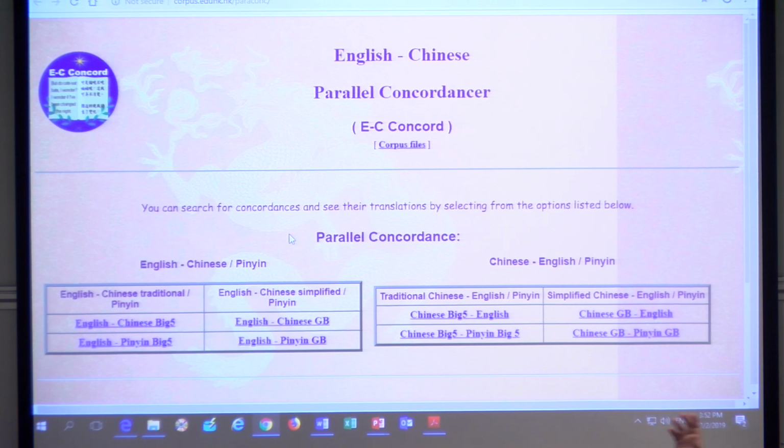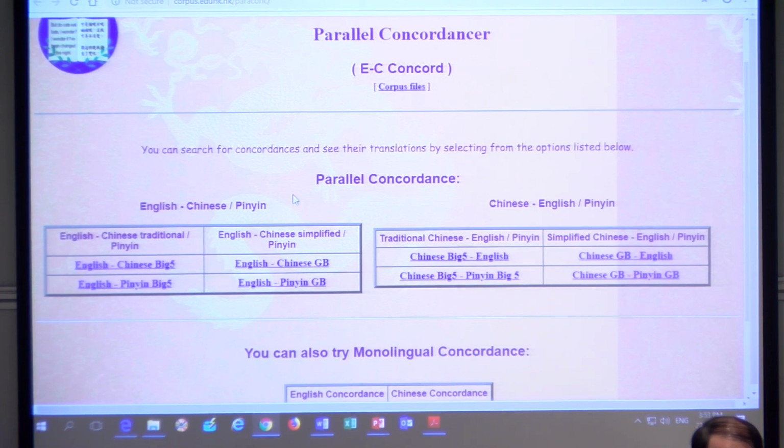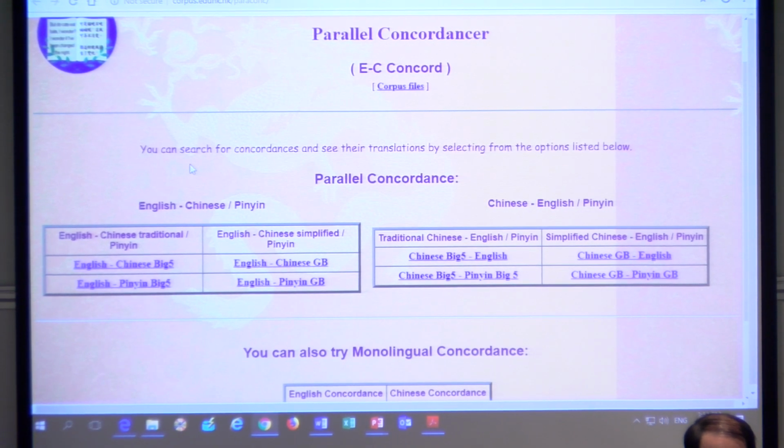When I was doing my PhD in the UK, I studied programming by myself, okay? I never went to college to learn programming, but you can learn it on your own. So I did some programming and developed this software. So how do you use it?